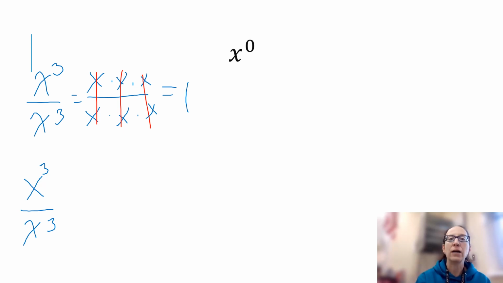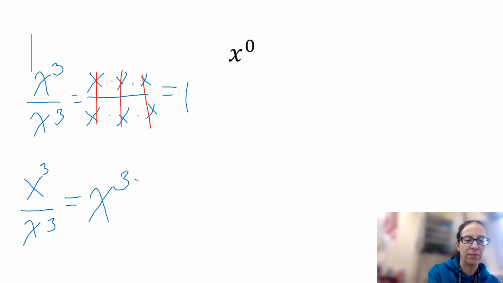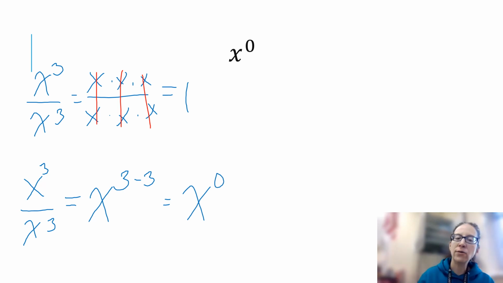Now, think back to the law we just showed. If you have the same number as your base and you have division, you can subtract your exponents. You can look right back to the example you just wrote down. So this would be x to the 3 minus 3. But what is 3 minus 3? It is 0.